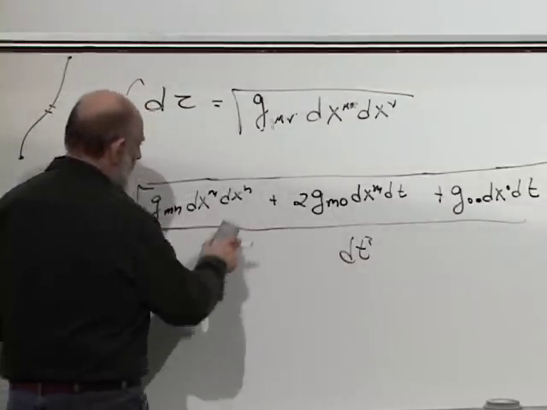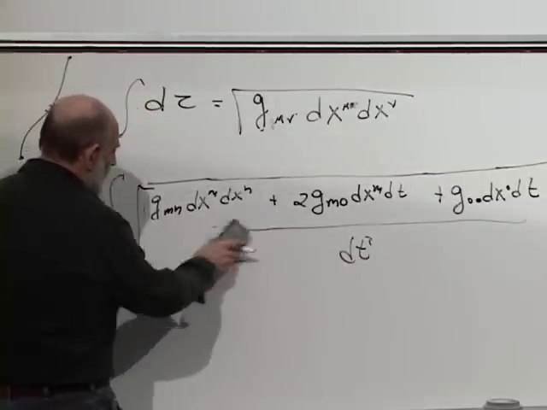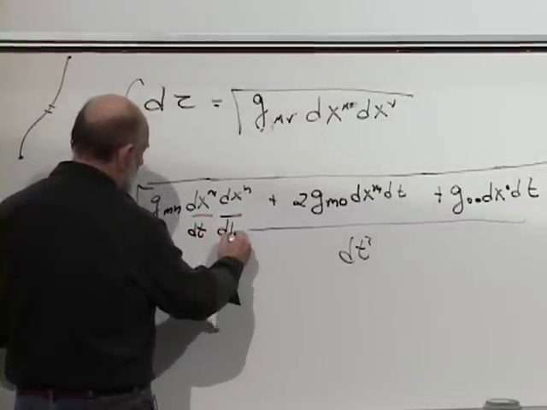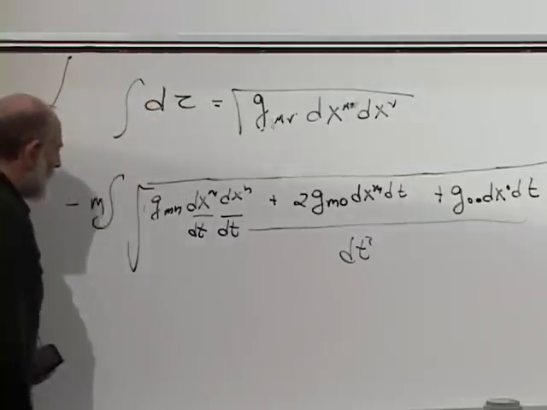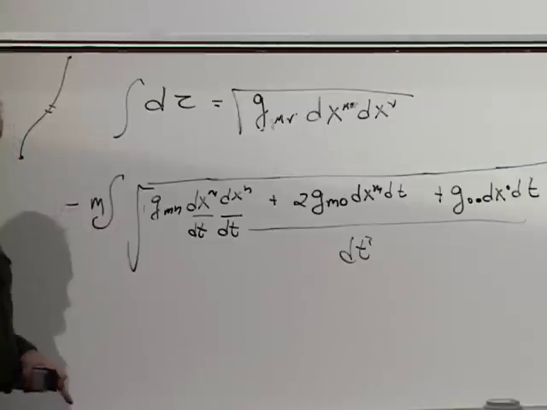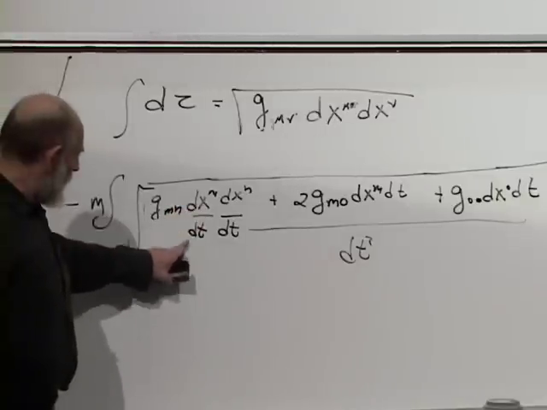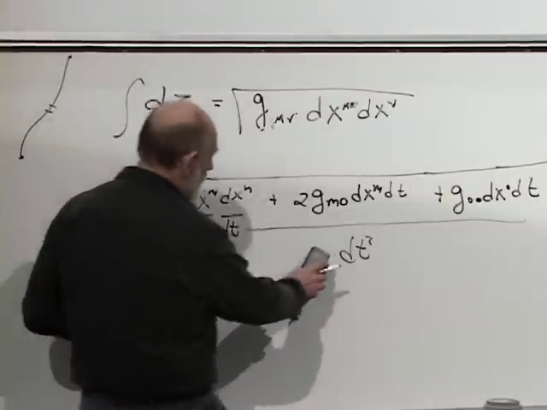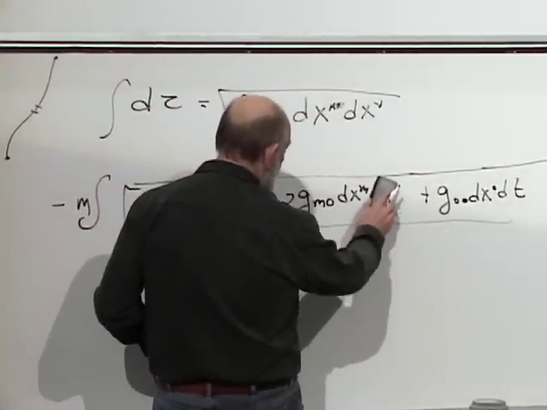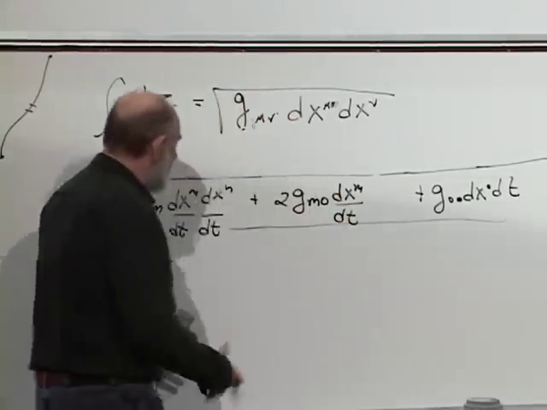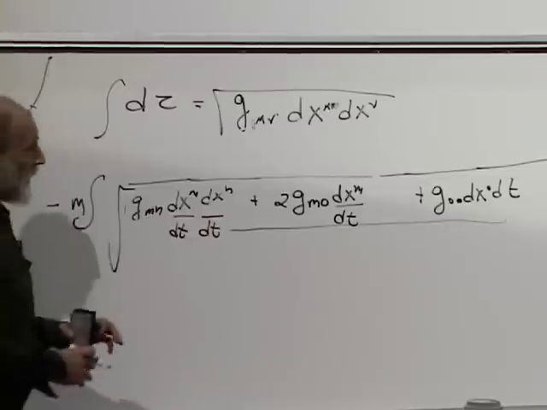dx^m by dt times dx^n by dt, what is that? That's the product of velocities. This is the mth component of the velocity. This is the nth component of the velocity. Here we have one dt cancels, and we have dx^m by dt. That's also a component. That's something linear in the velocity.